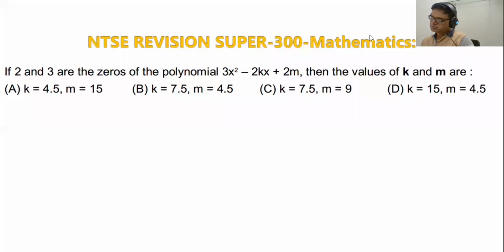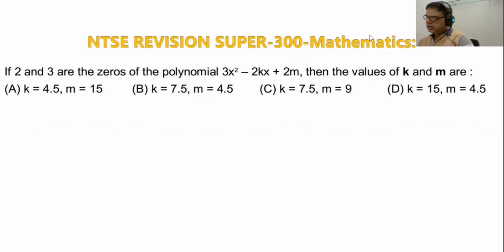So 2 plus 3 will be equal to minus b upon a. You can do it like this. Very good, sir. So in the previous method that you were doing, the first equation was wrong. That's why the answer came wrong. It should be 15 by 2.